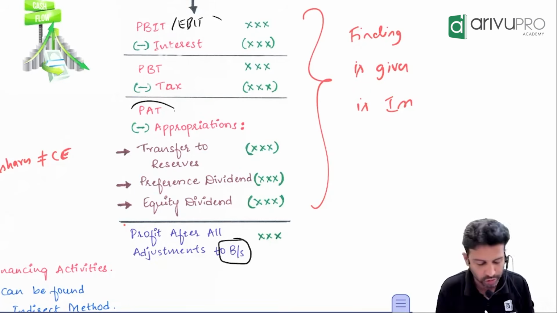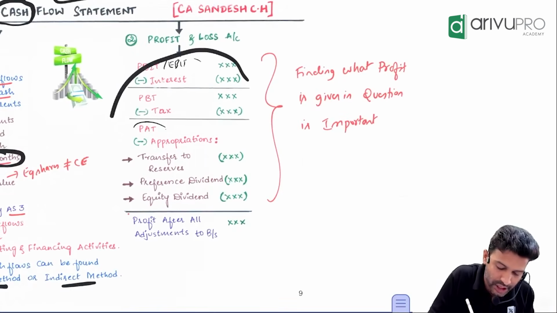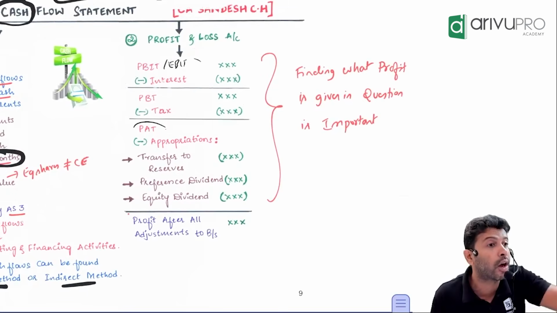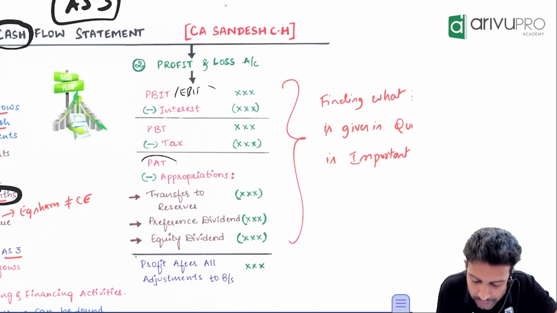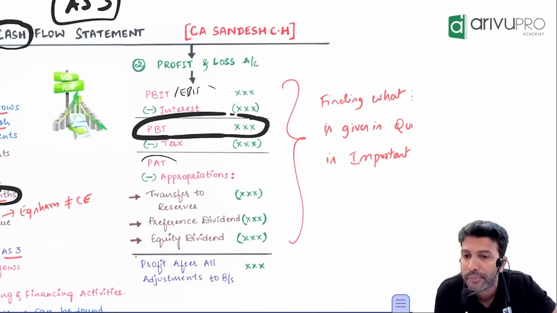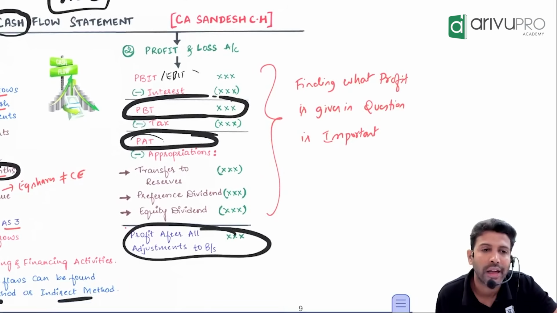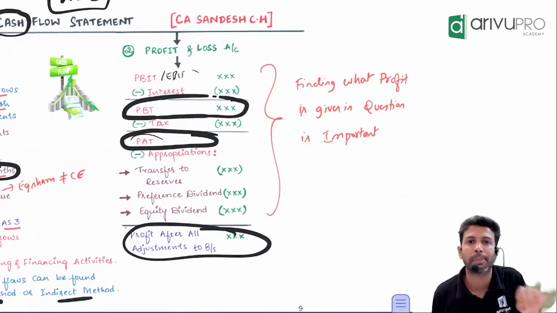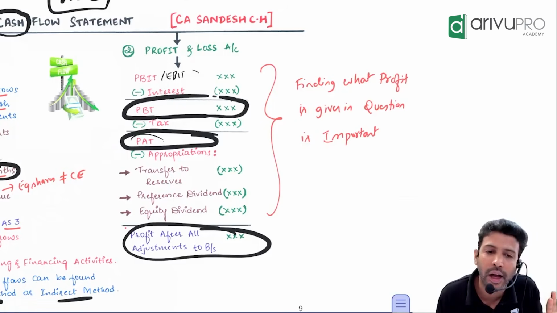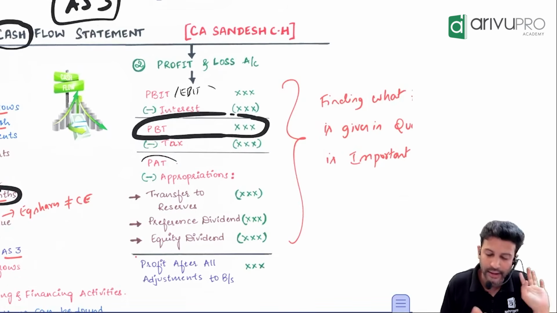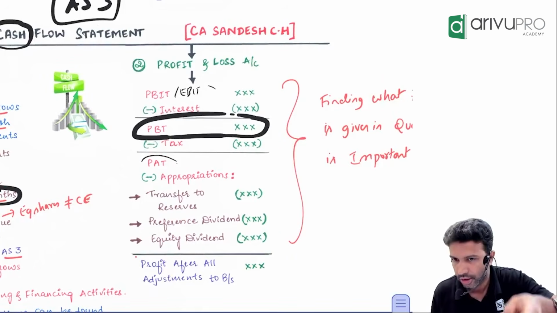Especially under the indirect method, you'll first have to identify which among these profits is given to you in the question. Sometimes they give you PBT, sometimes PAT, sometimes profit after all adjustments. The first step is to identify which profit is given to you in the question. This is relevant for the indirect method. Do not forget this, because based on this, adjustments will change.